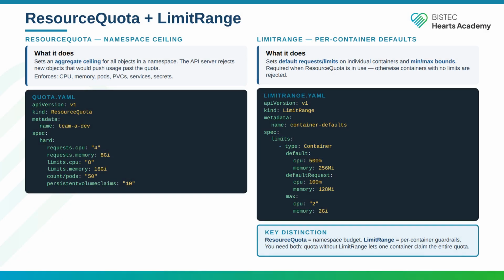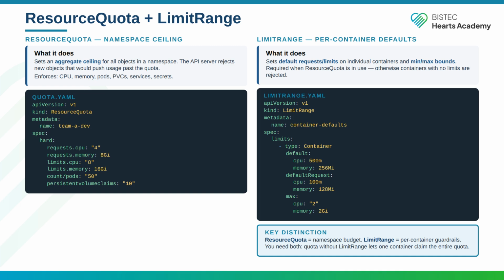Resource quota and limit range are mandatory in any multi-tenant cluster, and they are consistently confused, so let's be precise about what each one does. Resource quota sets the aggregate ceiling for a namespace. The API server enforces it at admission. If creating a new pod would push total memory requests past the quota, the create is rejected with no exceptions.